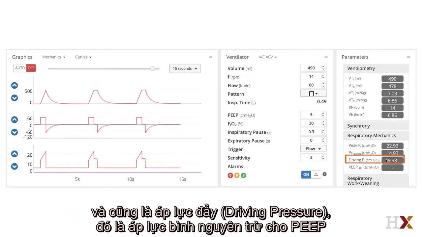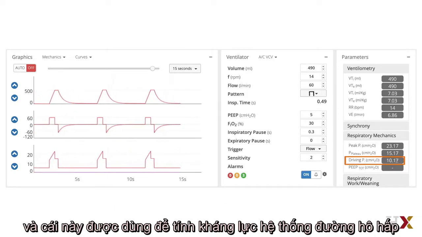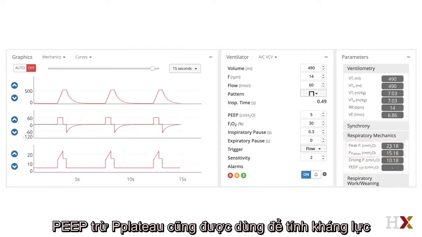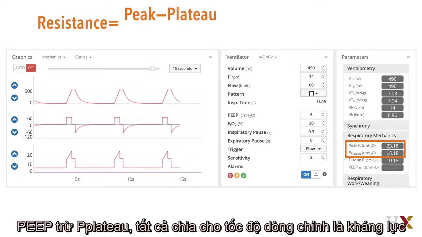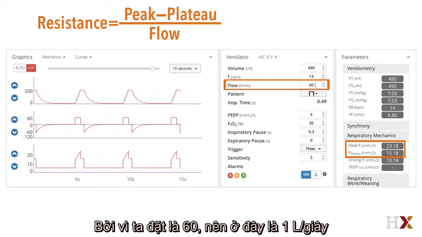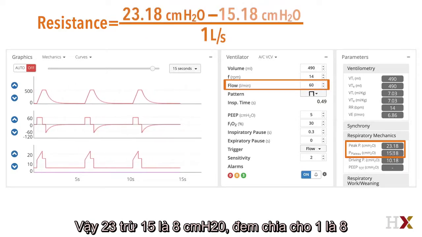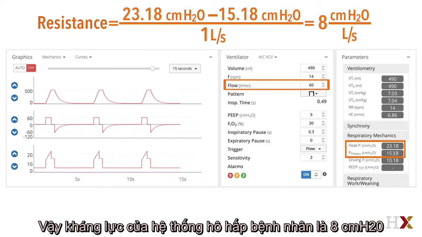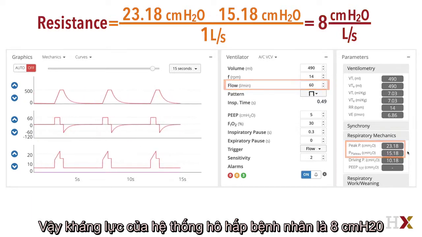ventilator, and also driving pressure, which is just plateau minus PEEP. And this can be used to calculate respiratory system compliance. Also, peak pressure minus plateau can also be used to calculate resistance. Peak minus plateau divided by the flow in liters per second is resistance. Because we're using 60, this is 1 liter per second. So 23 minus 15, which is 8 centimeters of water, divided by 1 is 8. So the resistance of the patient's respiratory system is 8 centimeters of water per liter per second.